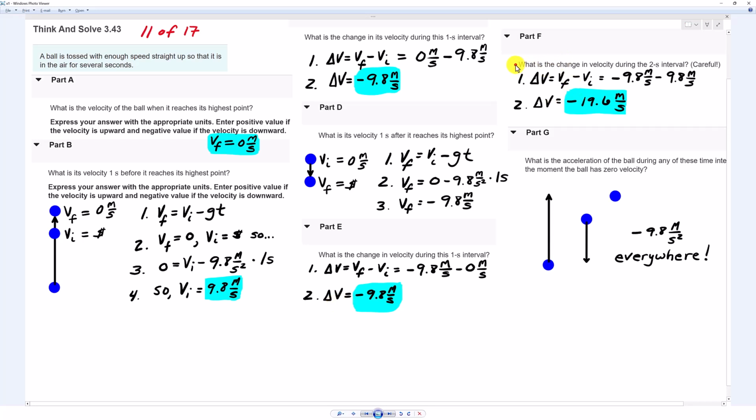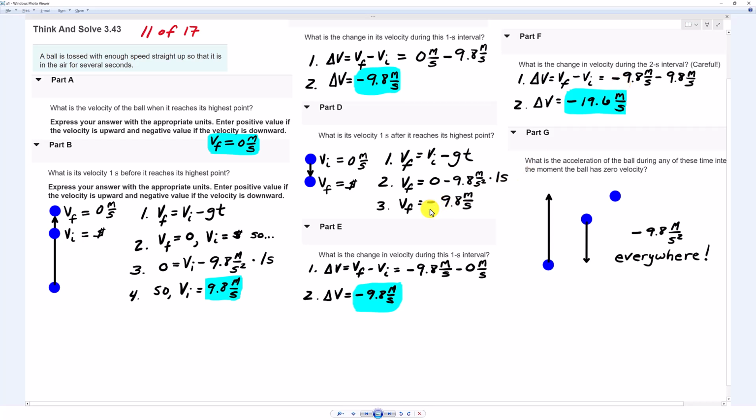Part F, what is the change in velocity during this 2 second interval? So we're talking about this blue ball right here going up during that 1 second interval and then coming down for another 1 second interval, which is that 2 seconds. And in this case, delta V is final minus initial. Final velocity is this negative 9.8, and that comes from here.